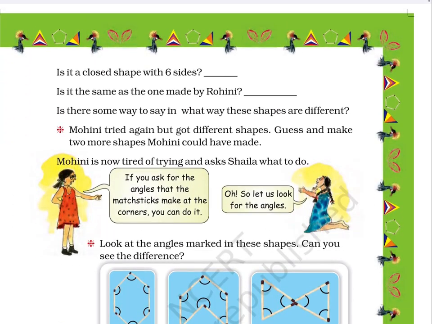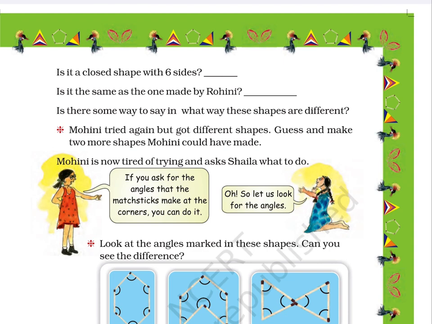Page 17. Is it a closed shape with 6 sides? Dash. Is it the same as the one made by Rohini? Dash. Is there some way to say in what way these shapes are different? Mohini tried again, but got different shapes. Guess and make 2 more shapes Mohini could have made.